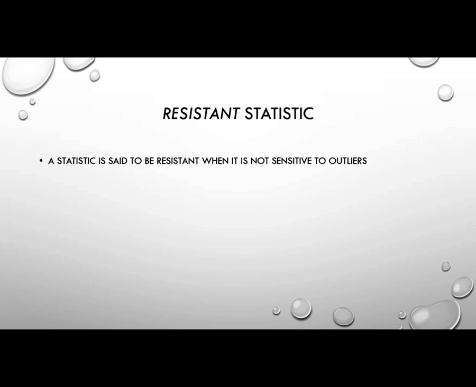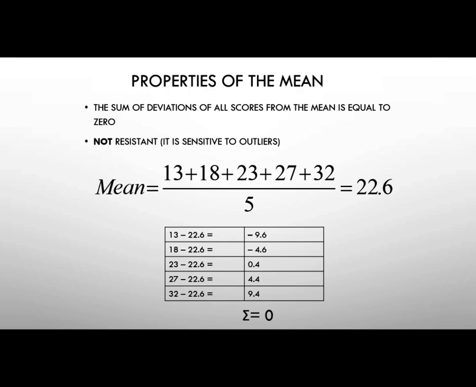A statistic is said to be resistant when it is not sensitive to outliers, but the mean is not a resistant statistic. It is indeed sensitive to outliers. So here's just a quick sample. If I have these 5 scores, 15, 18, 23, 27, and 32, I add them up, divide by 5, and I get my average, my mean of 22.6.